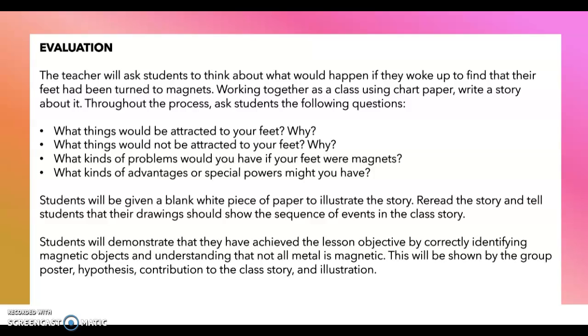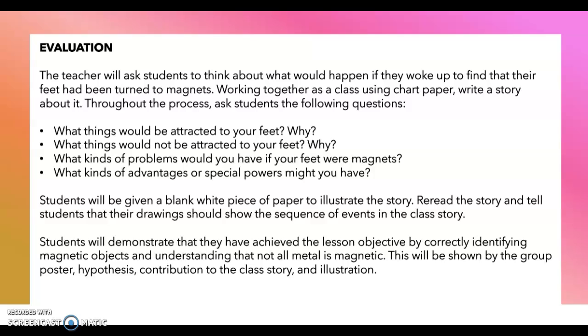For evaluation, the teacher will ask students to think about what would happen if they woke up to find that their feet had been turned to magnets. Working as a class and using chart paper, the teacher will write this story. Throughout the process, students will be asked the following questions. What things would be attracted to your feet and why? What things would not be attracted to your feet and why? What kinds of problems would you have if your feet were magnets? What kinds of advantages or special powers might you have? Students will then be given a blank white piece of paper to illustrate the story.